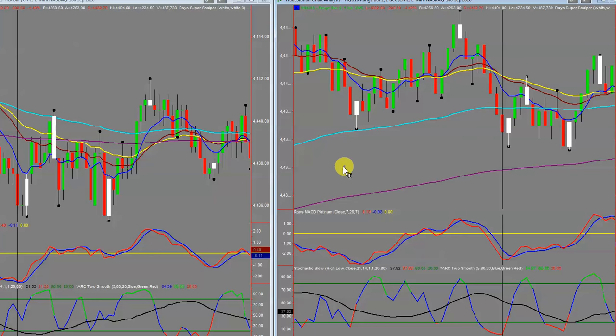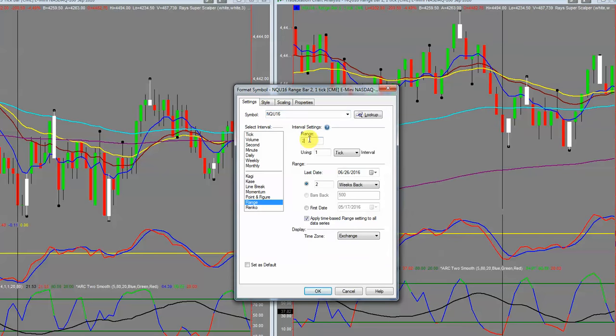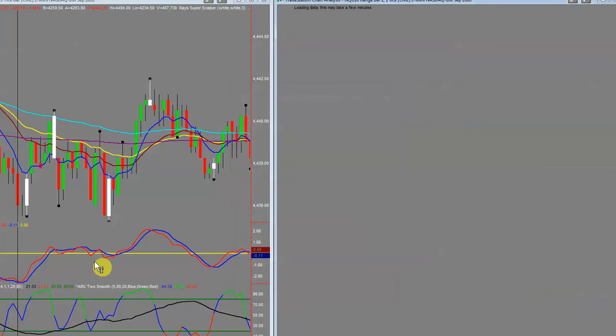Now let's go and drop the time frame and let's go and have a look at a one range. Now one range, as a reminder, is 4 ticks or 1 point. So we just put one in there. We're looking 2 weeks back. Let me just get that up here.